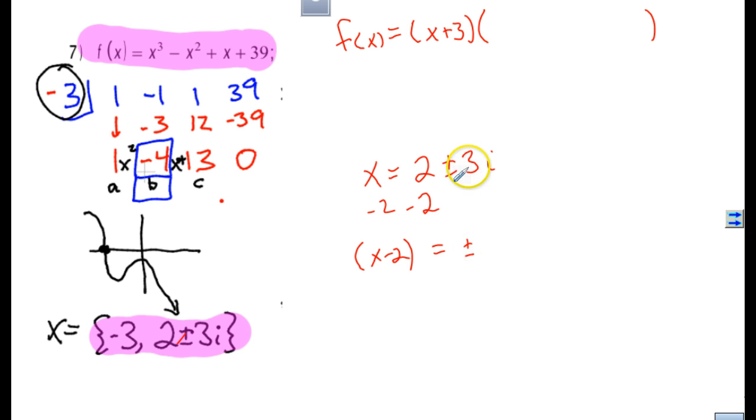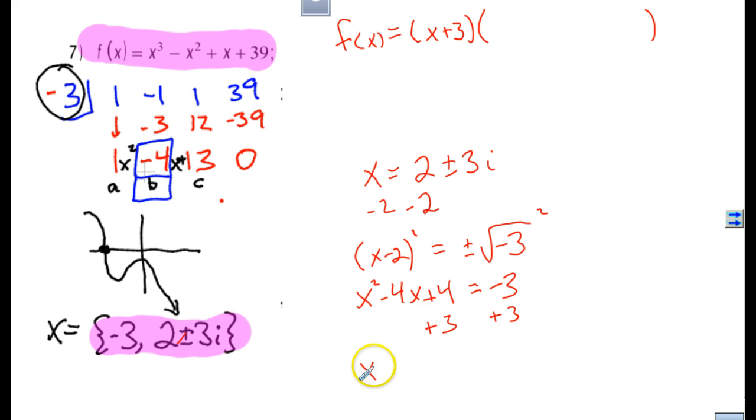And remember, what does this mean? What is i? It's the square root of -1. We have a 3 there already. Then we can square both sides. We have x squared minus 4x plus 4 equals -3, and then add 3 to both sides. So we get x squared minus 4x plus 7. There we go.